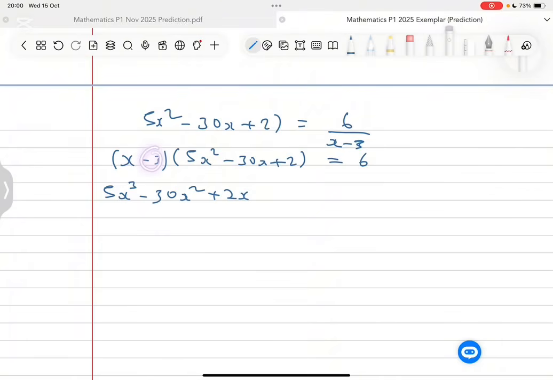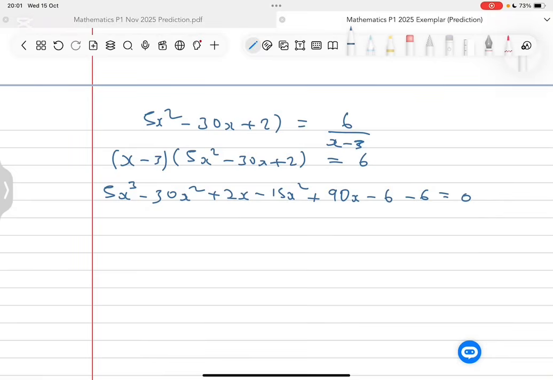Now we multiply the 3 with the negative 5x squared, and that will give us negative 15x squared, and we multiply the 3 to the negative 30. That should be 90, because 3 times 3 is 9, so I'm going to have 90x there, and it's positive because a negative and a negative will give me a positive. Now a negative 3 times a negative 2 will be a negative 6 there. Now I'm going to take this 6 to come to this side, so that now I have negative 6 equals 0.